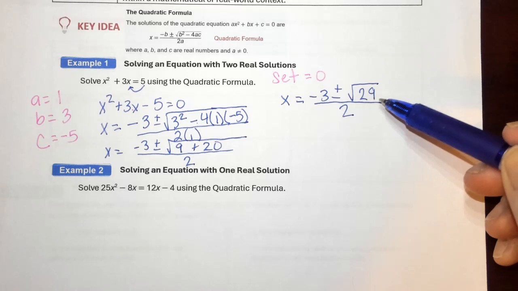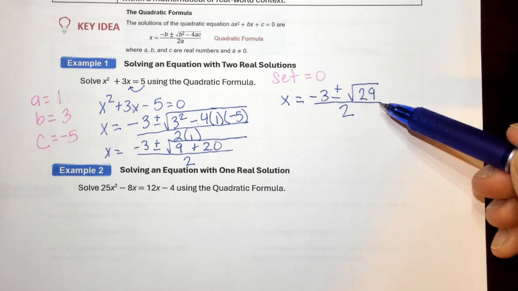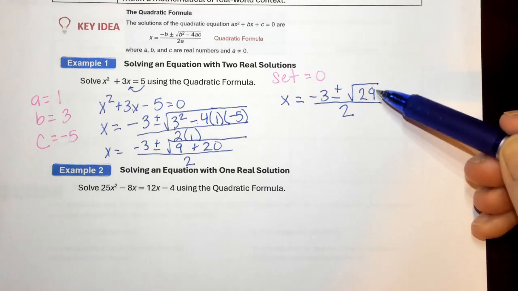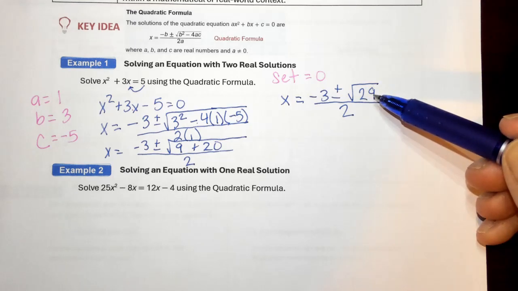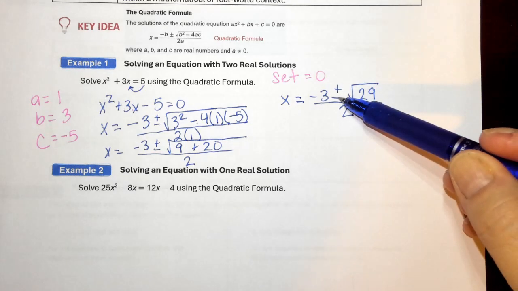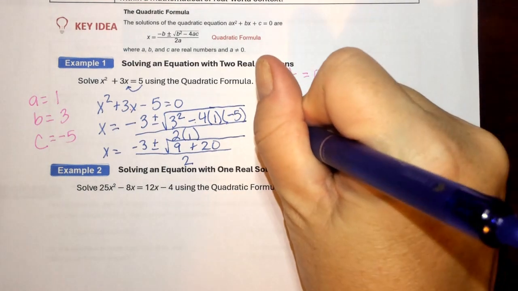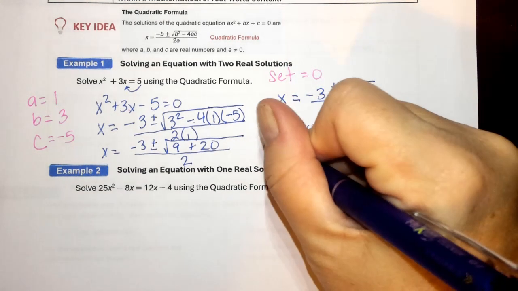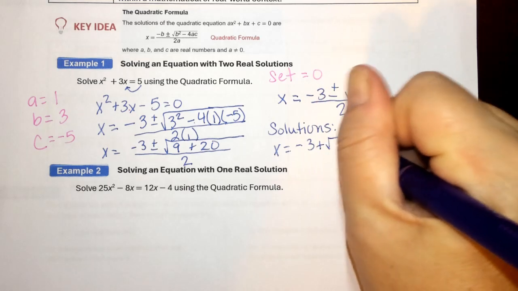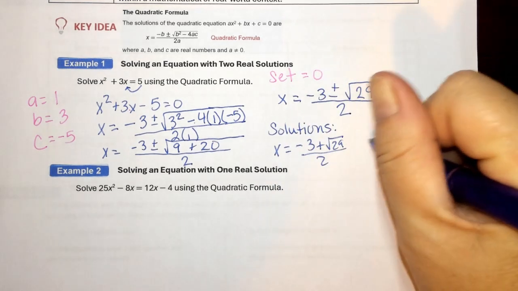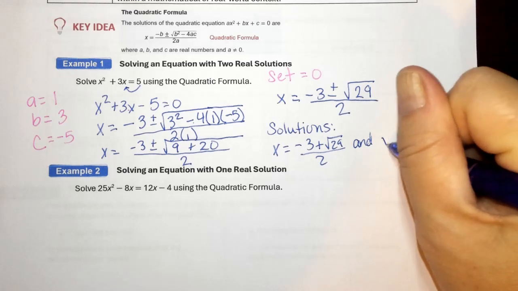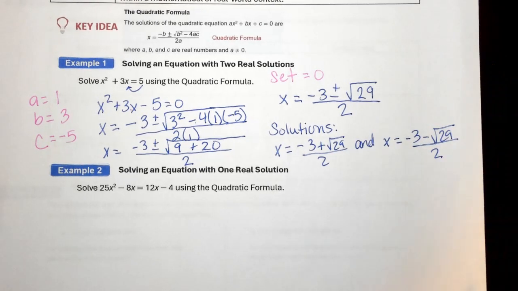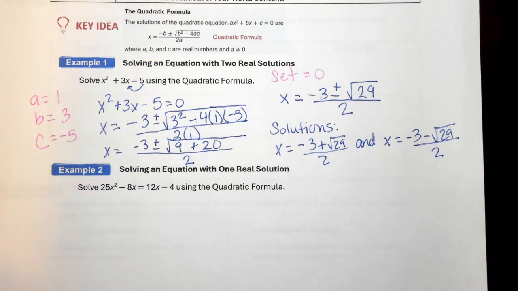So we want to look at 29 and ask ourselves, can we simplify this any? And we can't. There's nothing that we could multiply that's a perfect square. So we're just going to rewrite our solutions with our plus and with our minus. So our solutions are x equals negative 3 plus the square root of 29 over 2, and x equals negative 3 minus the square root of 29 over 2. So those are both of our solutions.